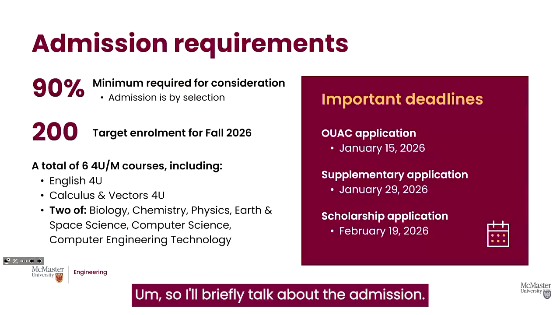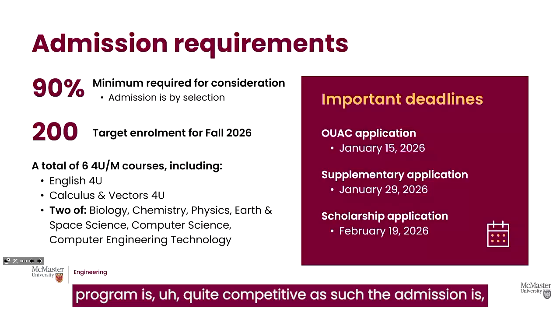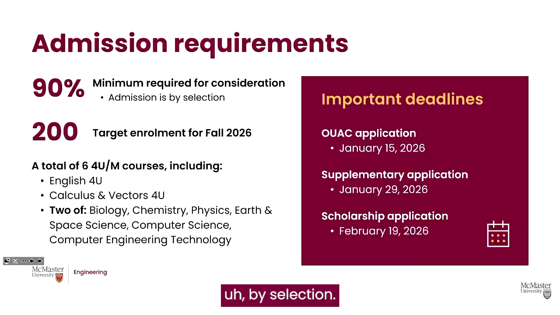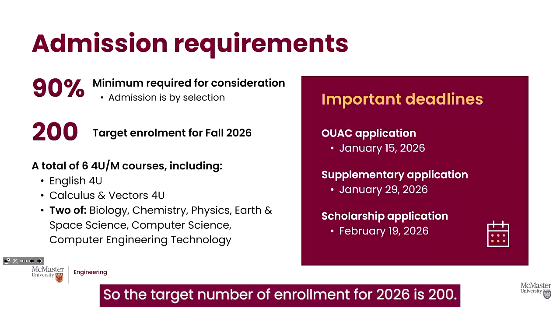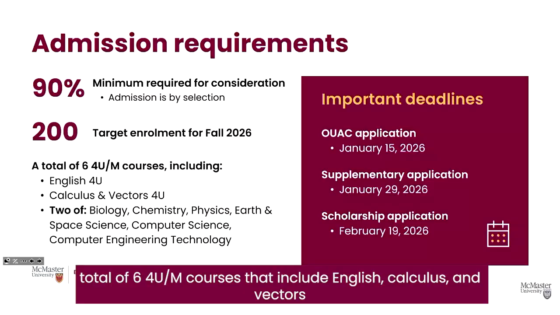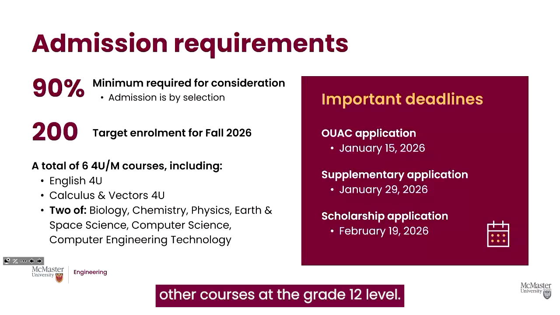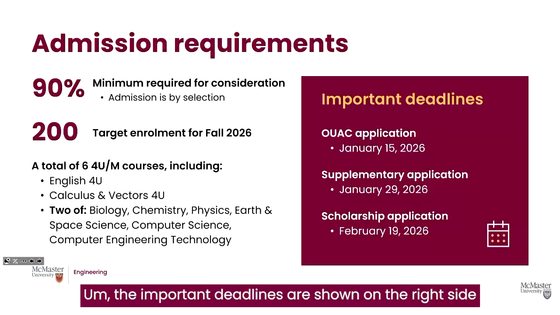I'll briefly talk about admission. In order to be considered for the Computer Science program, you would need at least 90%. The program is quite competitive, and as such, admission is by selection. The target enrollment for 2026 is 200. The GPA is calculated based on a total of 6 4U/M courses that include English, calculus, and vectors, 2 out of that list, and 2 other courses at the grade 12 level. The important deadlines are shown on the right side of the slide.